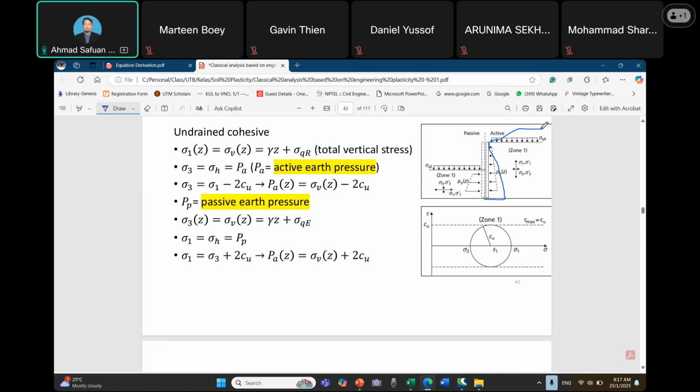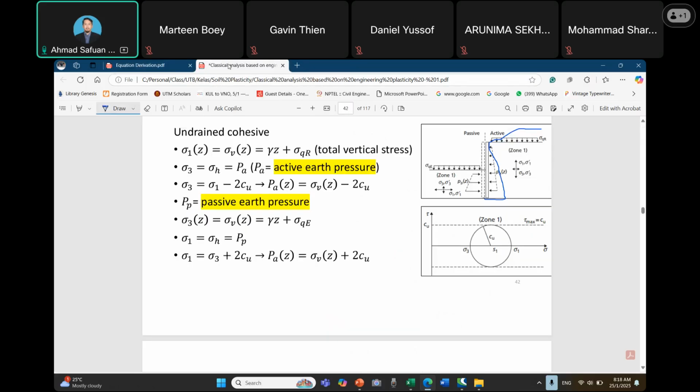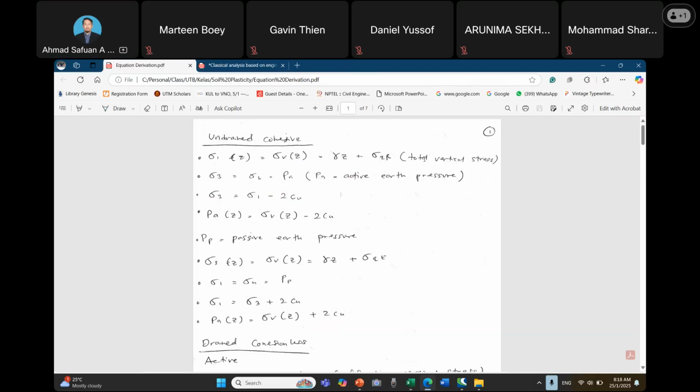So this is for a smooth wall, without a batter angle, and the backfill is flat. This is for the derivation. If you look at page number 1, this explains the derivation process, for this page 42. So you can go through how the derivation works.